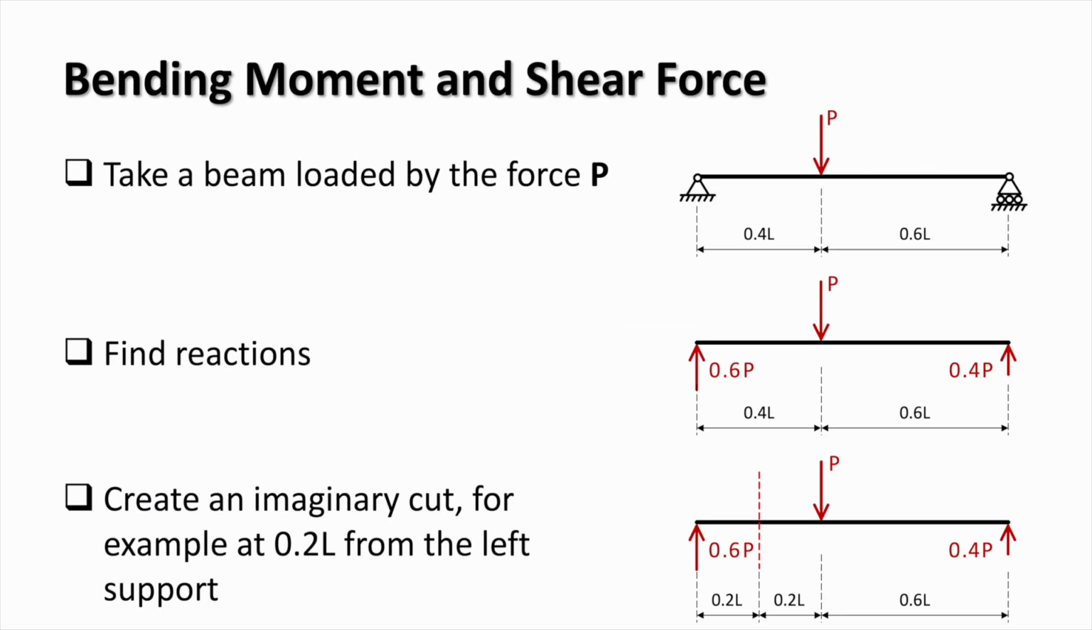To understand how beams work, let's consider a beam with a span L loaded by a concentrated load P as shown. The reaction forces in the beam can be found using the three equilibrium equations. The right reaction is 0.4P, while the left reaction is 0.6P. We'll now use the imaginary cut technique to look at what happens inside the beam. Let's create an imaginary cut at half the distance between the left support and the concentrated load P.